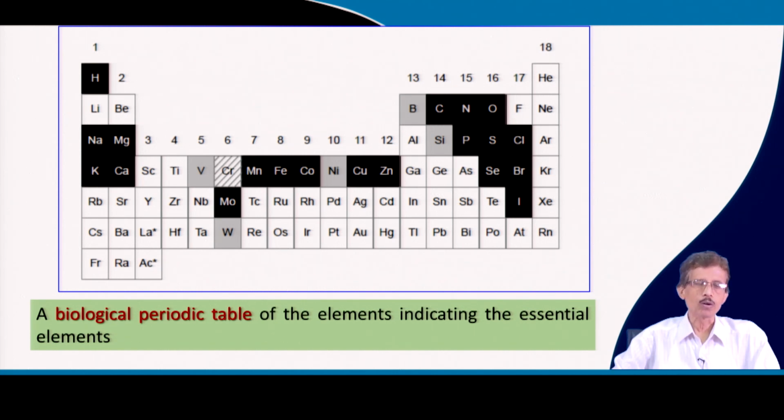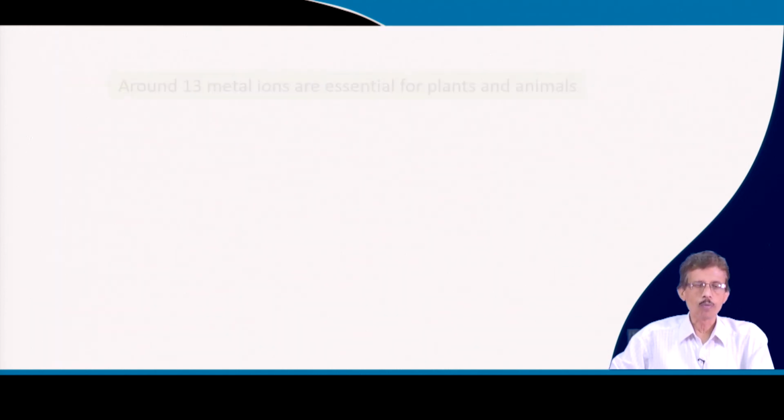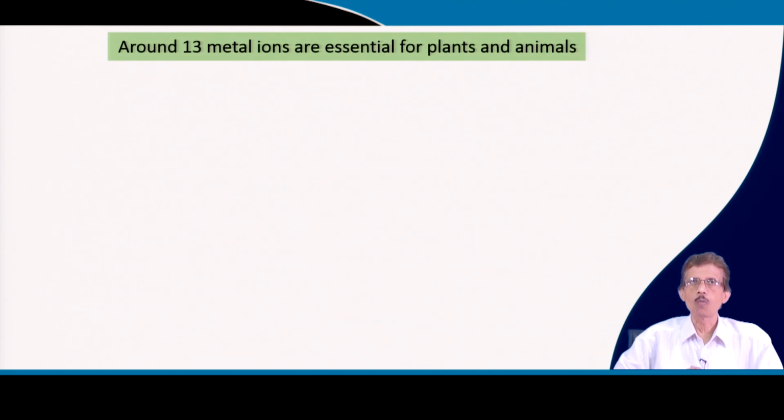So, right now we will be talking about the first transition series elements, because these are ubiquitous, and the maximum amount of these is present, starting from manganese to zinc. There are also some examples where you can have vanadium, molybdenum and tungsten. So, the shaded marks here are the biologically important elements from the entire periodic table. How many are they? They are 13 only.